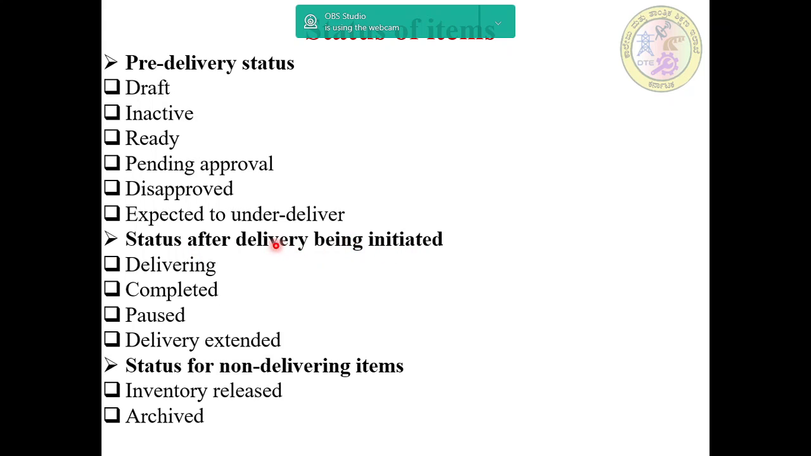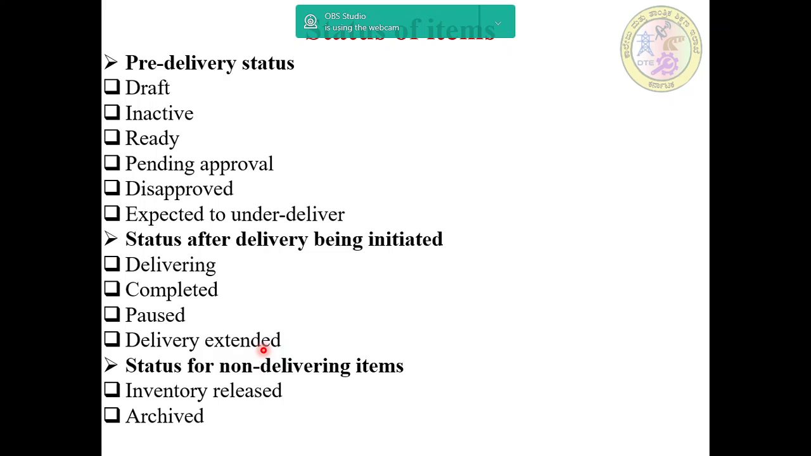In this there are 4 categories: delivering, completed, paused, and then delivery extended. Delivering is nothing but the item is serving ad impressions, and completed is nothing but the item's end date has been reached and the item has stopped delivering. And then paused is nothing but delivery has been paused. Resume the item to continue delivery. For delivery to be resumed, the item must have at least one creative assigned.